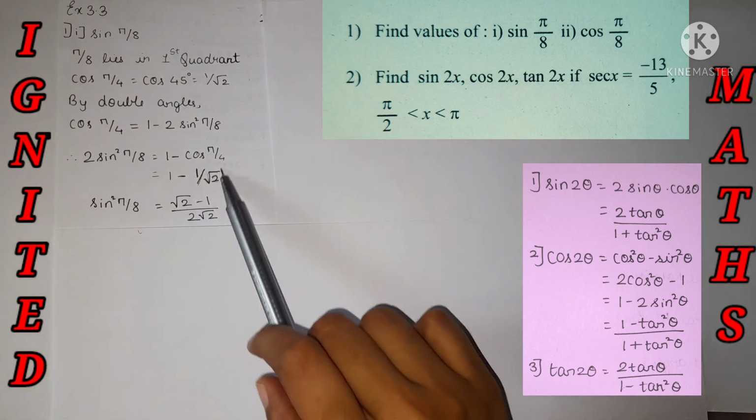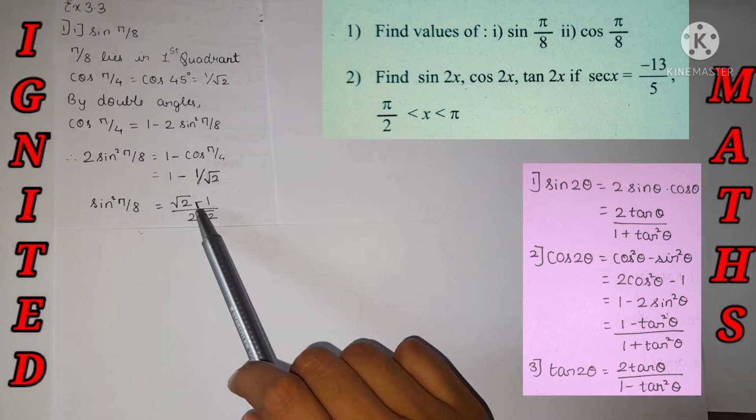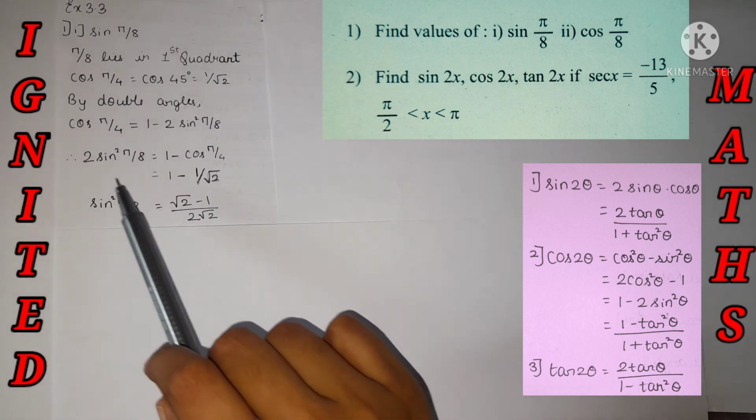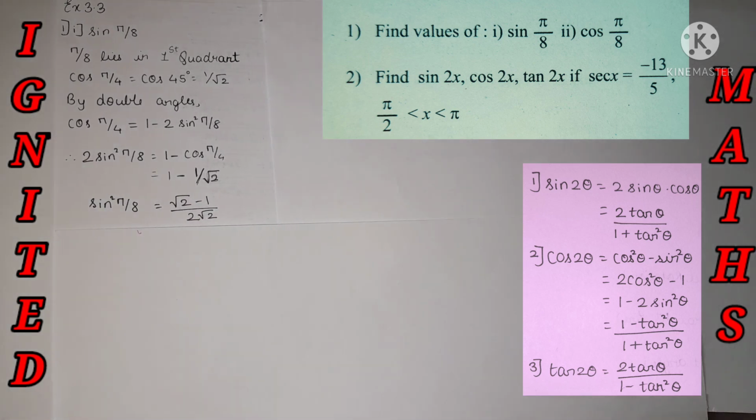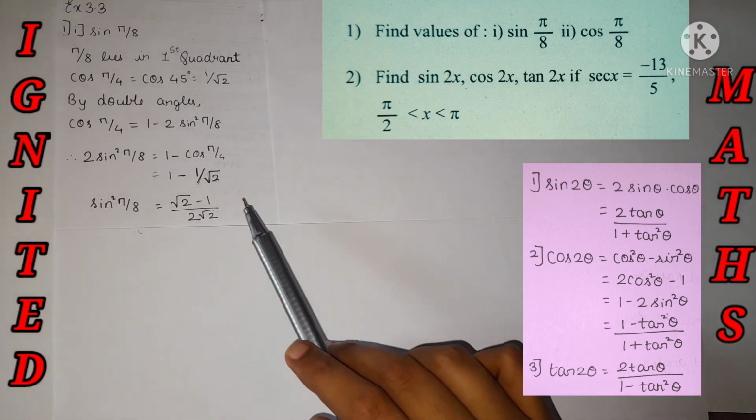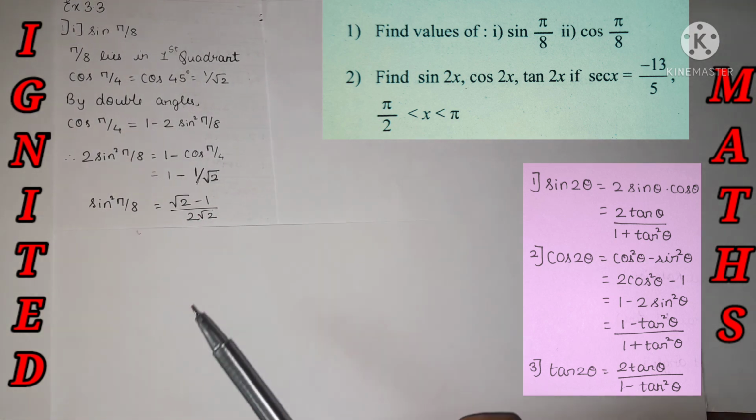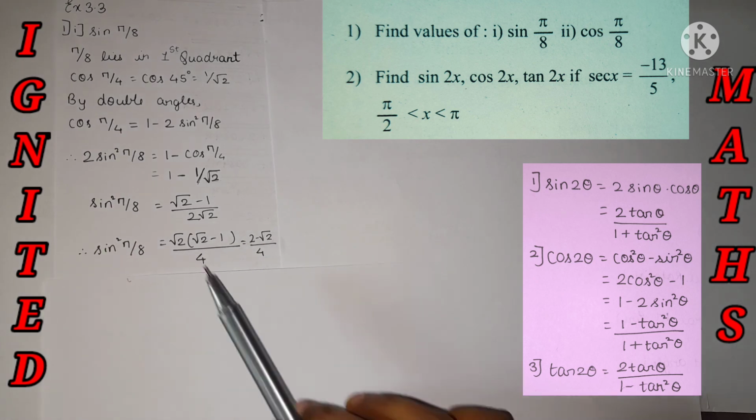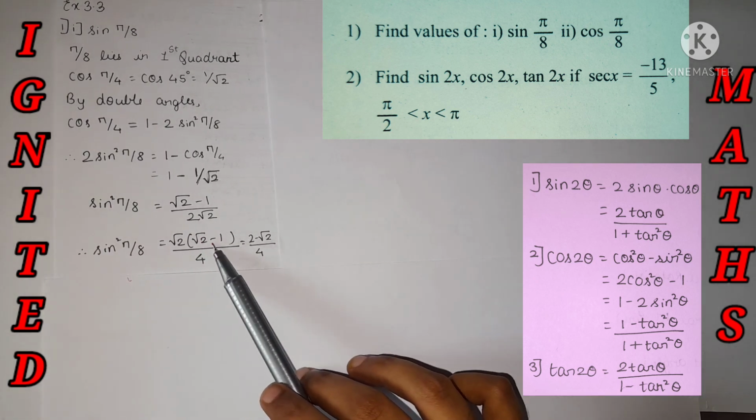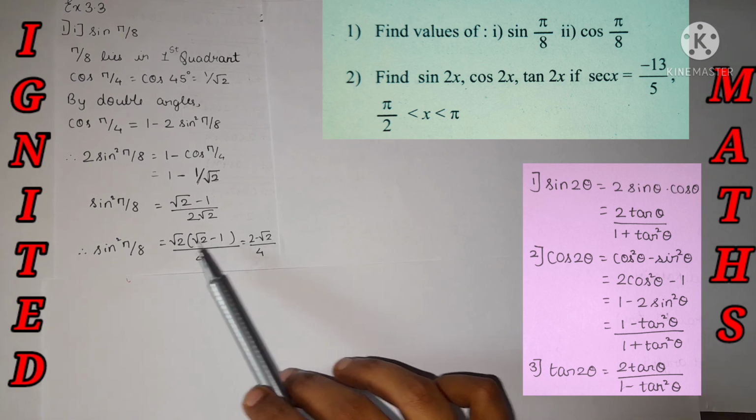Yes, I have just rationalized the denominator over here. It's nothing but root 2 minus 1 divided by root 2, and this 2 came over here. Okay, that is nothing but same, and just multiply the numerator and denominator by root 2. So it will become 4, root 2 into root 2, it's nothing but 2. Yes, minus 1.